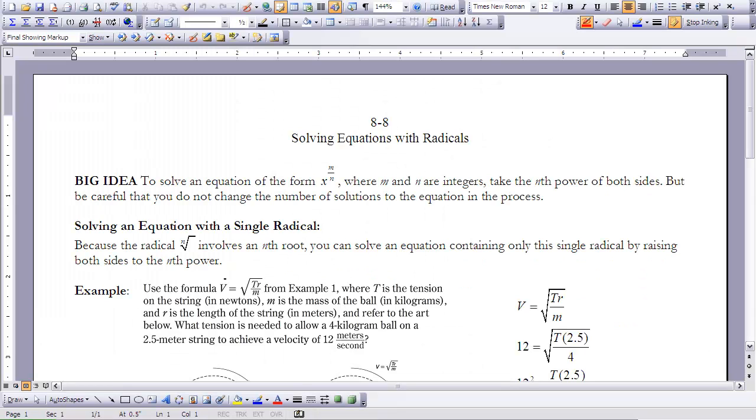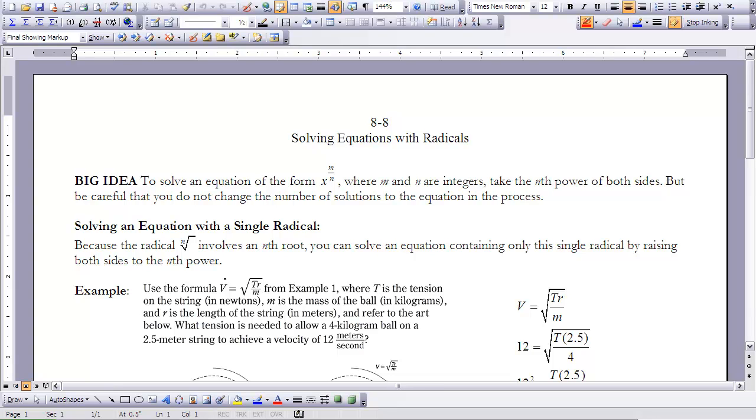This is Advanced Algebra Lesson 8.8, Solving Equations with Radicals. The big idea of this lesson is to solve an equation of the form x to the power of m over n equaling k, where m and n are integers. We take the nth power of both sides, but be careful not to change the number of solutions to the equation in the process.